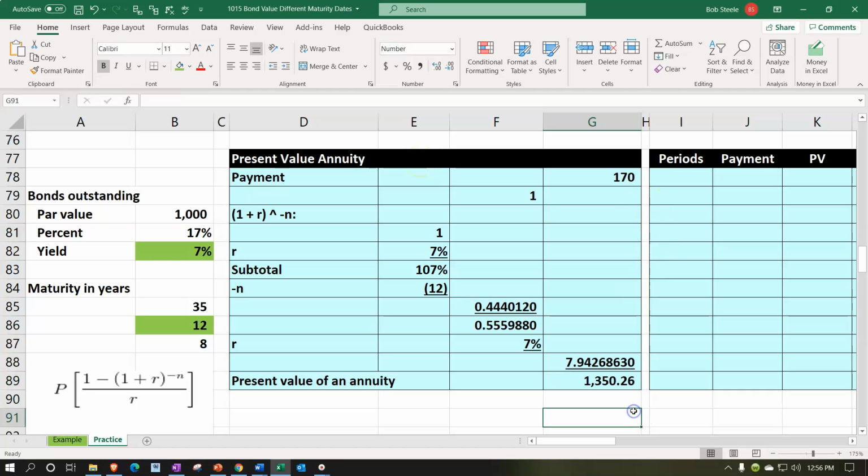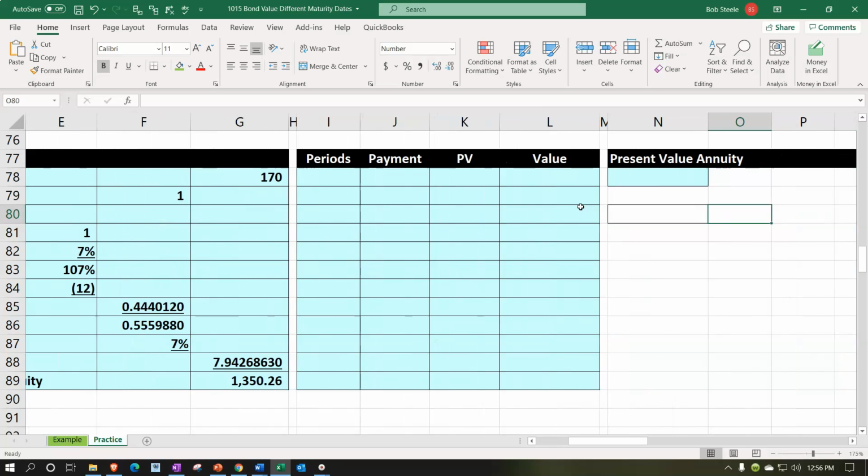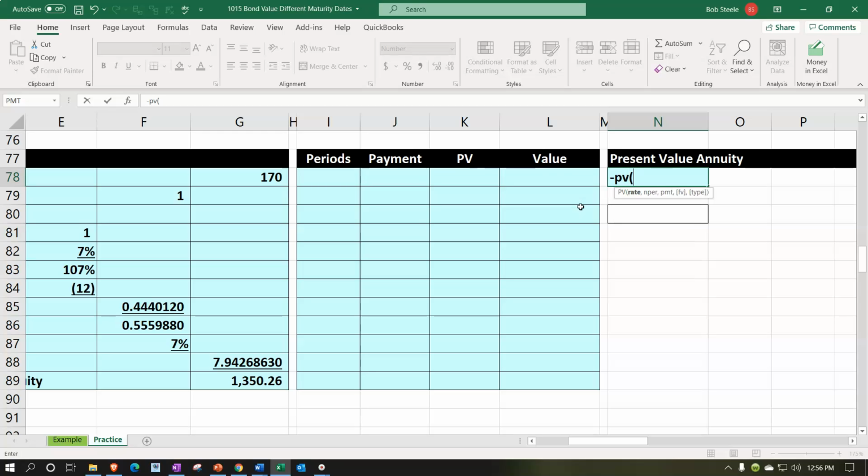That makes sense. It makes 26 cents. Okay, so now we're going to say that we have over here, we'll do this magically with a formula, negative present value, shift 9.